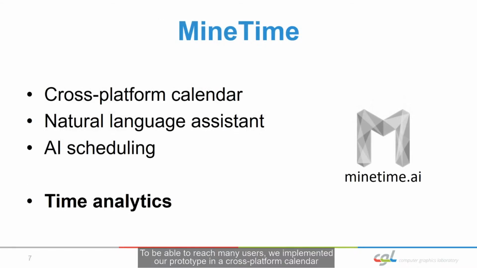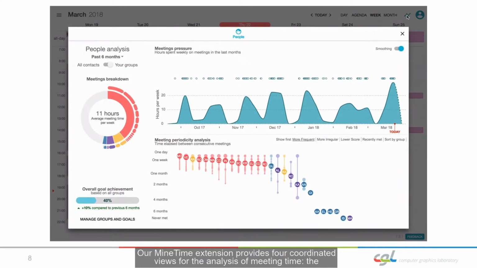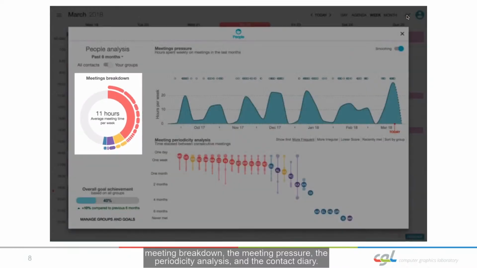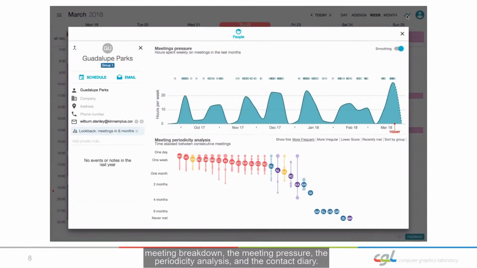To be able to reach many users, we implemented our prototype in a cross-platform calendar application called MineTime. MineTime has a modern user interface, a natural language assistant, and uses AI to support you with scheduling suggestions. Now it also contains a time analytics component, which is what I'm presenting to you today. Our MineTime extension provides 4 coordinated views for the analysis of meeting time: the meeting breakdown, the meeting pressure, the periodicity analysis, and the contact diary.